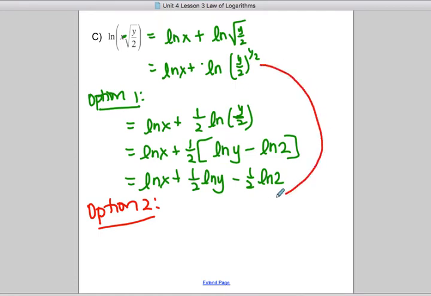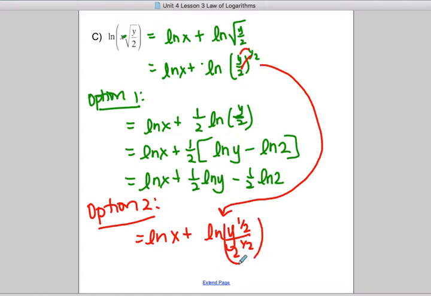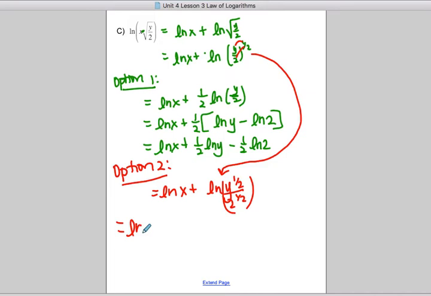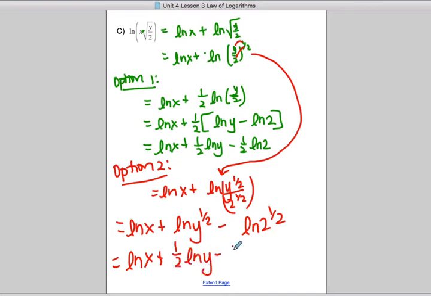Your other way to think about this would be to go from this step and do a little rewriting. We'd have ln of x plus ln, and if it's a power to a power, it's really y to the 1/2 and 2 to the 1/2. So I have y to the 1/2 over 2 to the 1/2. Then I would break it down from here. So we'd have ln of x plus ln of y to the 1/2 minus ln of 2 to the 1/2, and then we would bring those exponents in front. Because this would be 1/2 ln y minus 1/2 ln of 2. And you would see that these are the same answers. Either way you think about it is fine.